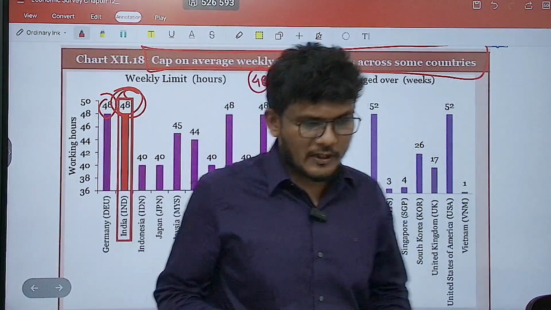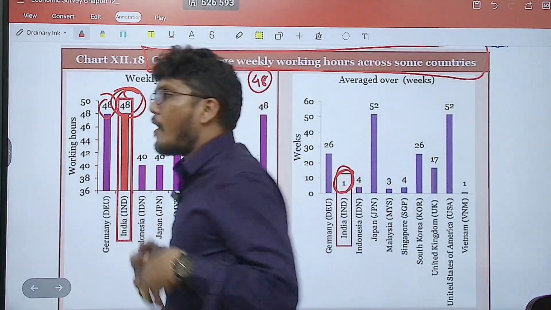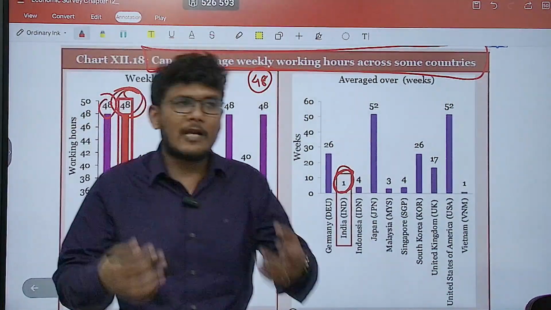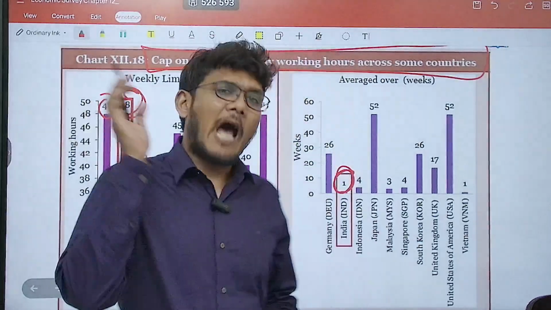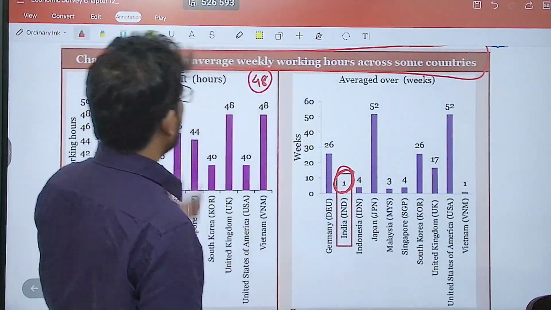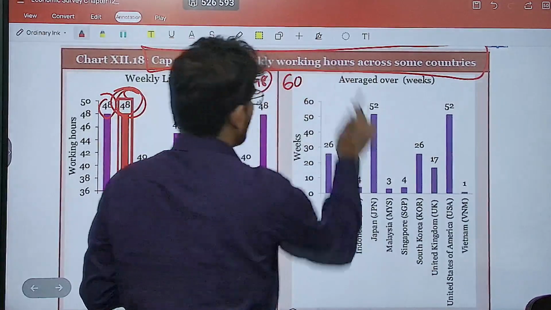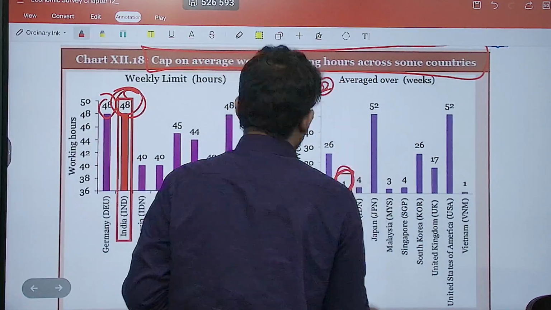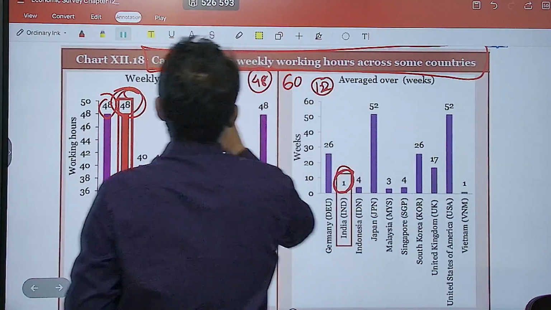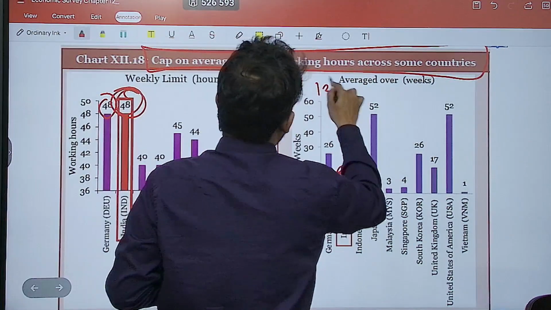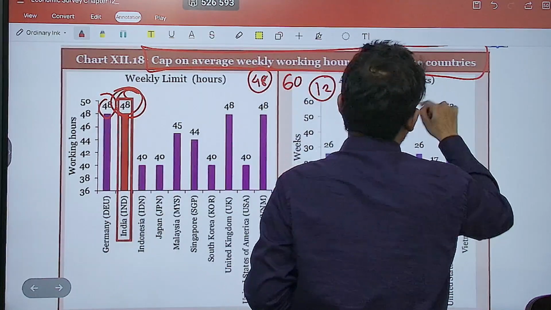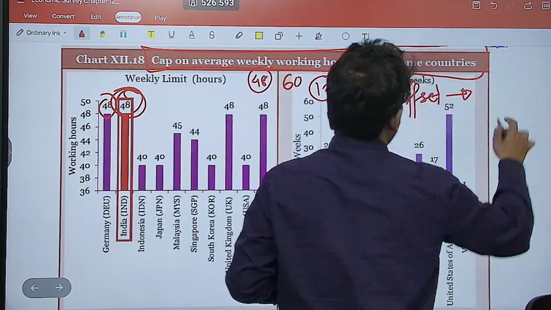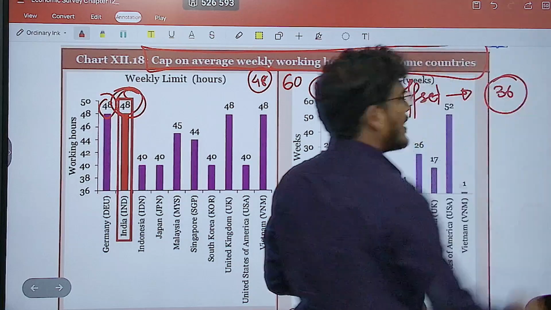Now what happens in that country, if there is an urgent requirement in any industry to have more labor to do more production, they will ask their employees to, let's say, work for 60 hours. So what has happened? 12 hours of extra work has been done. Now this 12 hours of extra work, they can offset next week by making their employees work only 36 hours.